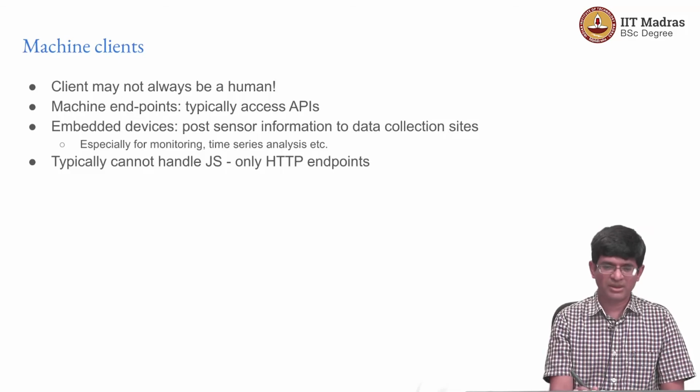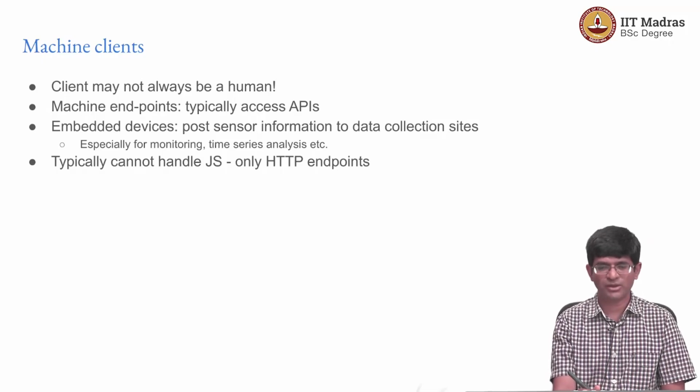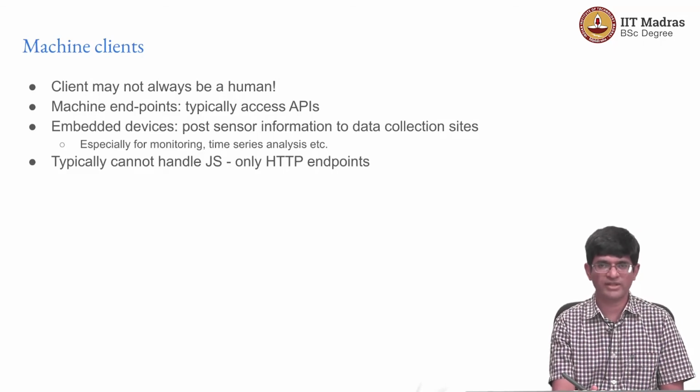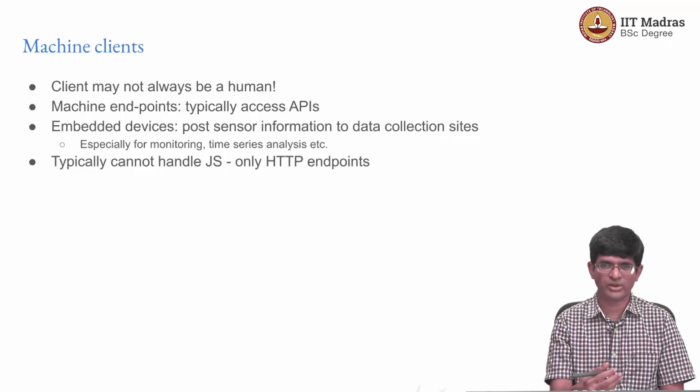Now, so far we have been talking about JavaScript and the various forms of clients that we have, but one important thing to keep in mind is that a client may not always be a human being. When I say the end user, rather, need not always be a human being, because the client is actually the program that's making the requests, and is obviously not a human. Usually the client is making the requests on behalf of a human being, but there are machine endpoints.